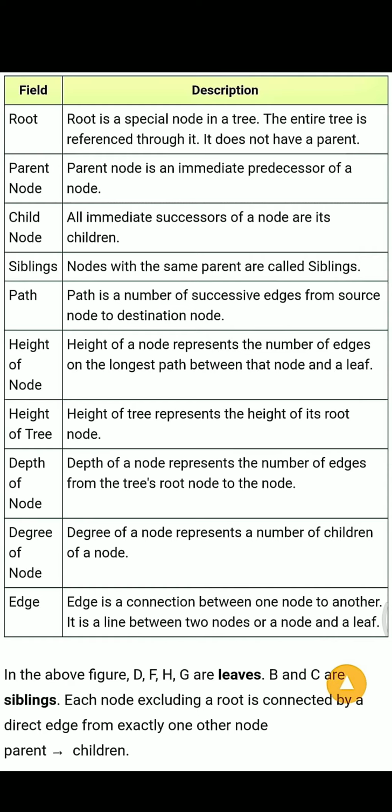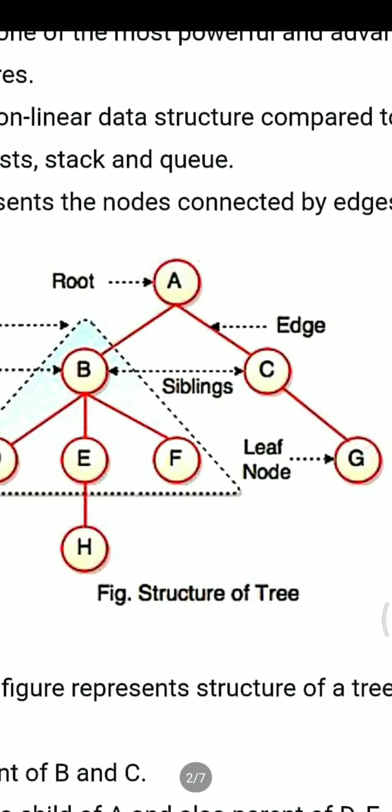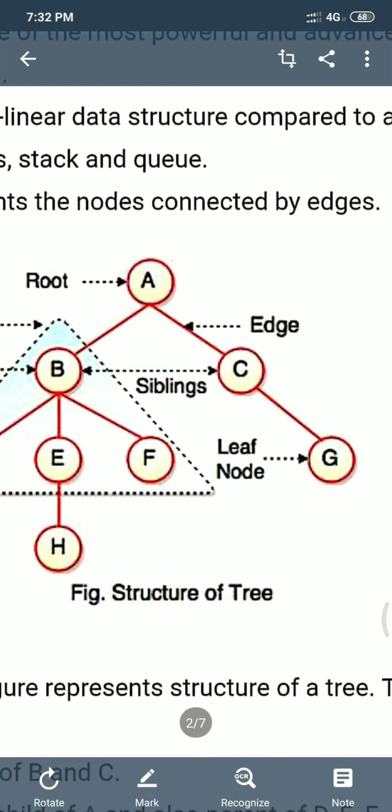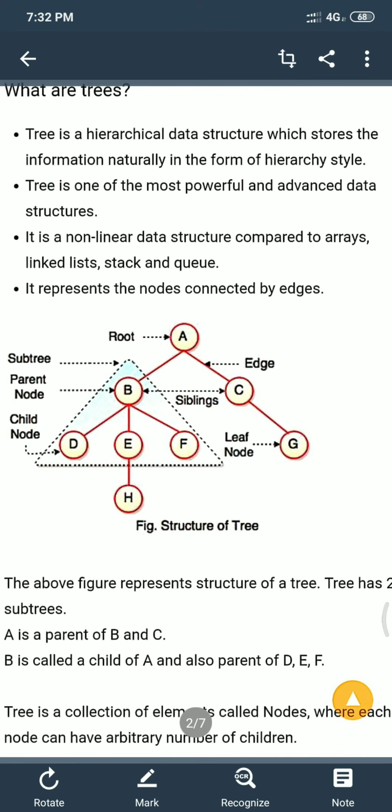The next term, siblings. Nodes with the same parent are called siblings. And next we have path. Path is a number of successive edges from a source node to a destination node. You could see that in this diagram. When we take the source node A and destination node G, the path is A to C and C to G, which are edges. You could see that mentioned in the diagram itself.